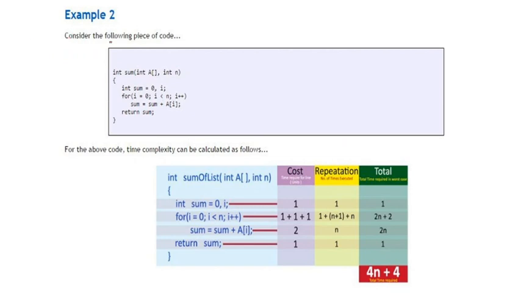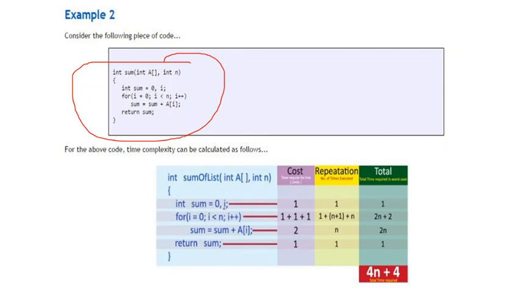Here consider the following piece of code. The same code we used for the space complexity, we are using here for the time complexity. Int sum(int a[], int n), int sum is equal to 0, for i is equal to 0, i less than n, i plus plus, sum is equal to sum plus a[i], and return sum. We will explain it one by one.